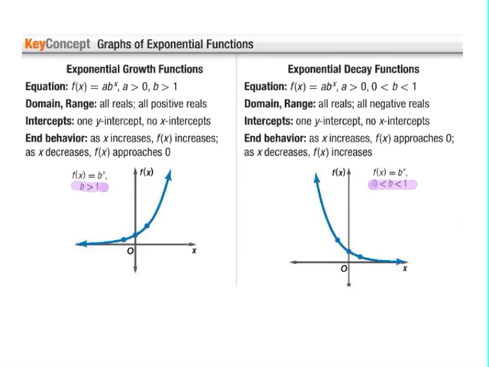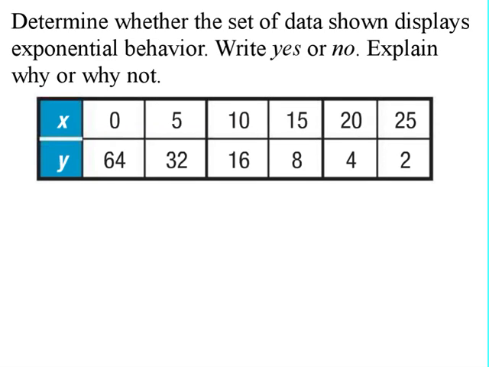All right, it says determine whether the set of data shown displays exponential behavior. Write yes or no. Explain why or why not. If it displays exponential behavior, it's going to change by the same factor every time. So on this one, do I increase the same amount every time? Yes. I'm going up by 5. Do I decrease the same amount every time? No. What do you do here? You go down by a half.